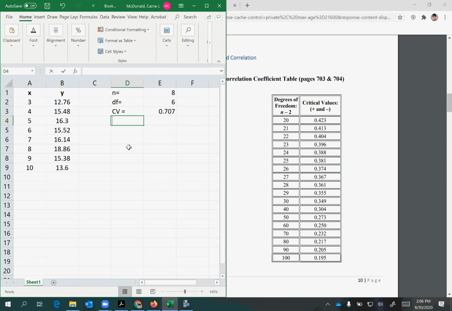Now let's find the linear correlation coefficient for our data. We can use the CORREL function, double click that. Notice that it wants array 1, comma, array 2. So just choose the first array, comma, the second array, enter. Notice that this is a very weak linear correlation compared to the critical value.